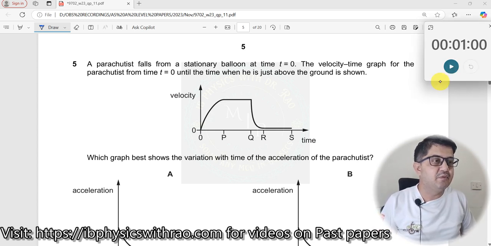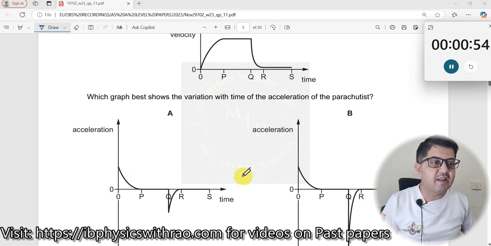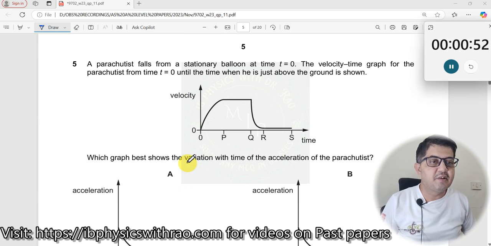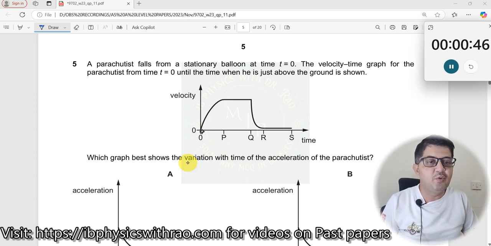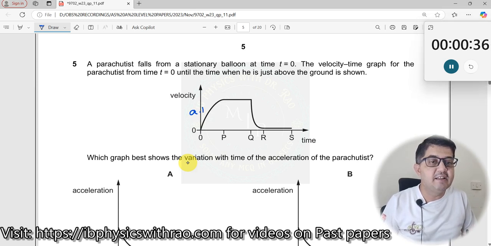So the question is: given the VT graph, find the corresponding AT graph. That's a simple thing. If you look at this, the velocity is increasing, which means acceleration is there, but the rate at which the velocity is increasing is decreasing. So here the acceleration is decreasing. Here the acceleration is equal to 0.